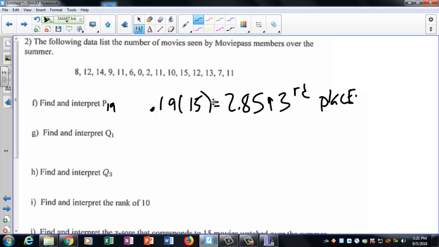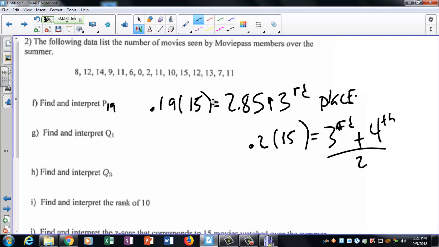Now, if it happened that you did 0.2 times 15 so that you got 3, then there's nothing to round up. It's 3. So the way you would do this is you would do the average of the third and fourth values. You would add them together and divide by 2. That would be the way you would do it if it landed exactly on a number. If it doesn't land on a number, which is kind of preferred actually, you would just round that number up and then go find it in the data set.